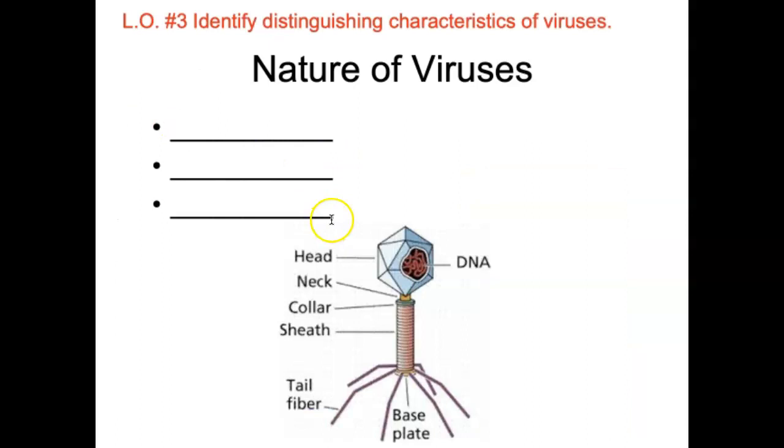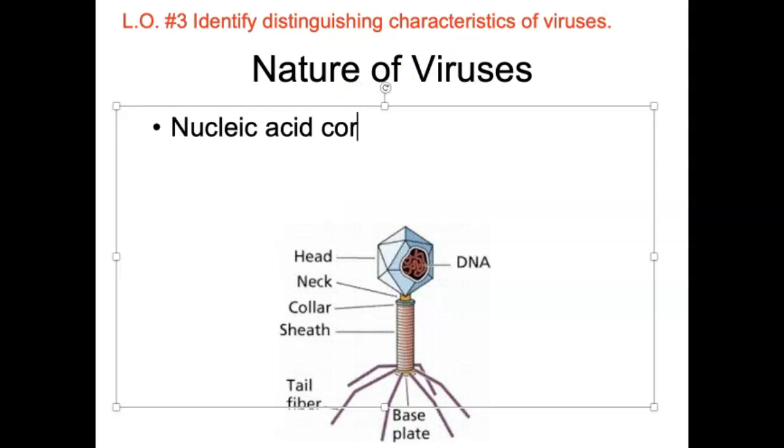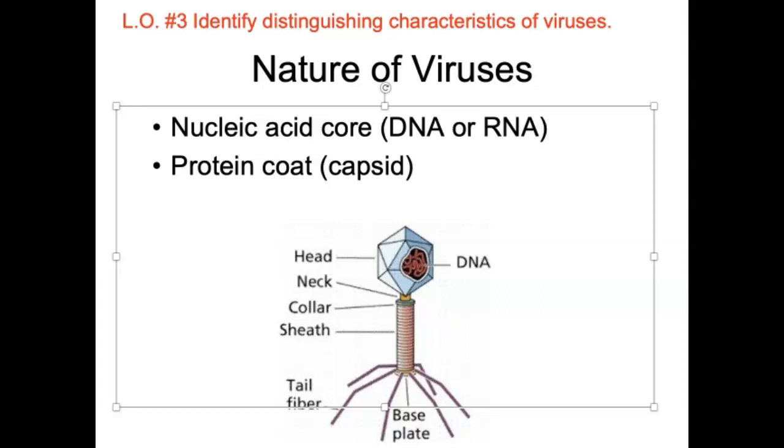So viruses have some kind of nucleic acid core. It can be DNA or it can be RNA. Some viruses have an RNA genome. HIV has RNA. It's known as a retrovirus. So we need to understand what is the genetic makeup of the virus if we're going to figure out how to develop a vaccination against the virus. Viruses in general have some kind of protein coat that surrounds them. Often we'll refer to this as the capsid.